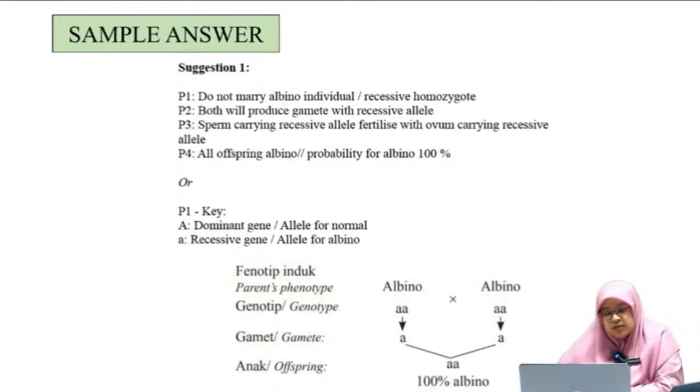When you draw the schematic diagram, the key is important to write. You must write it. If you know the key, you win marks. So the key here, you can represent albino with lower a for the recessive gene and capital A for the dominant gene. Then you can write down your schematic diagram: parents, phenotypes, genotypes, gametes and offspring.